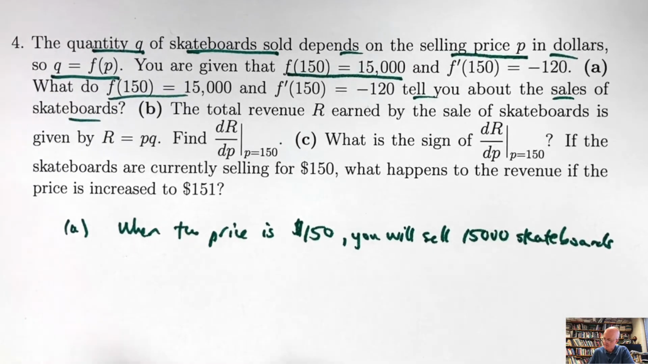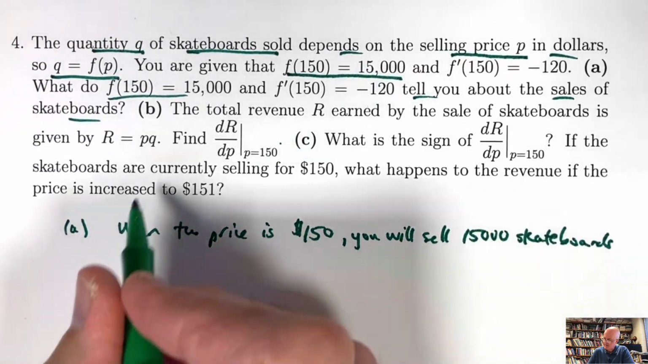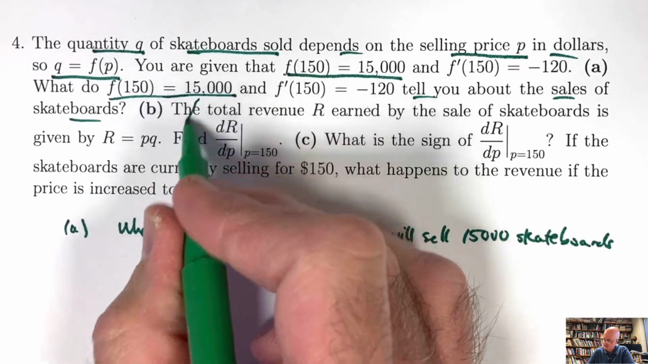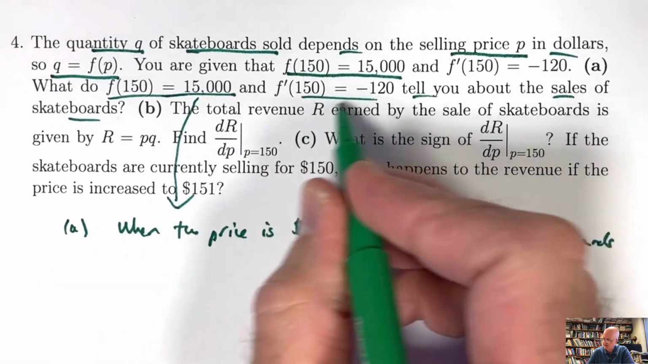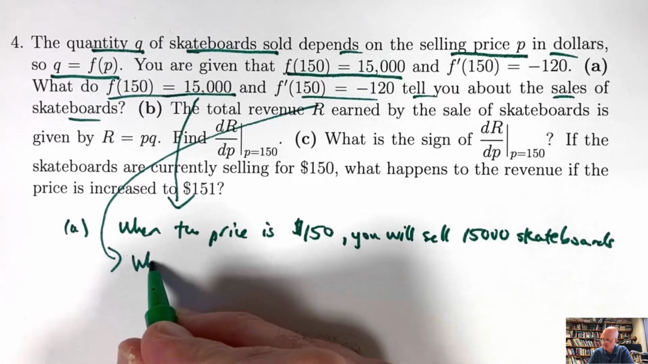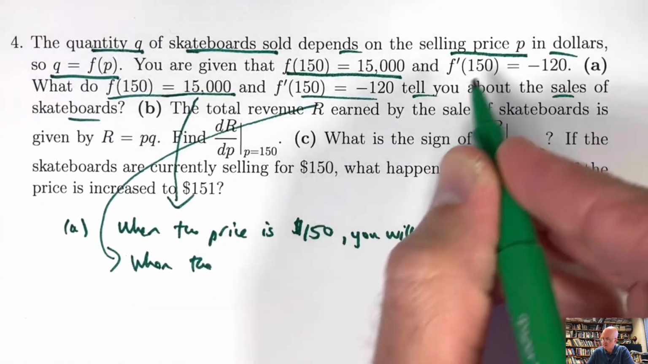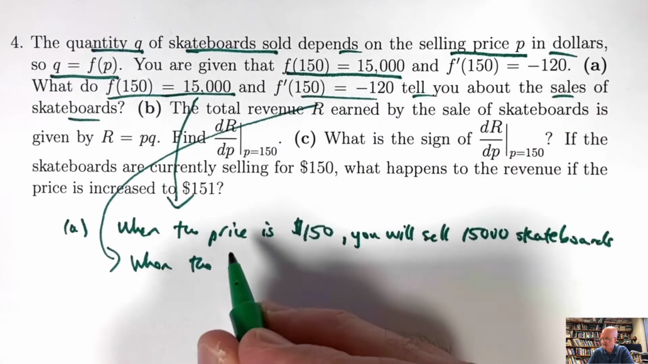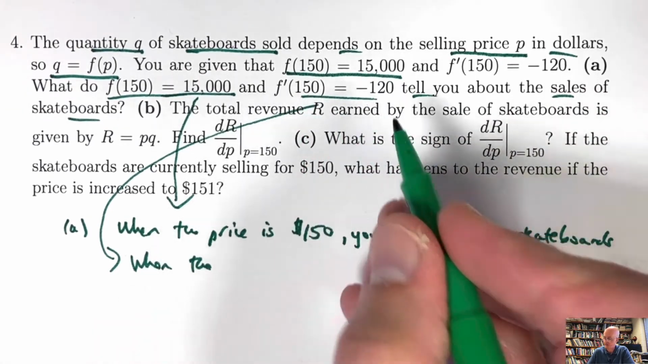Again, maybe in a month. That's what the function value tells you. What about the derivative value? It's very important to, once again, say when the price is $150, because the input for the derivative here is 150. When you plug in other inputs, you get a different derivative.